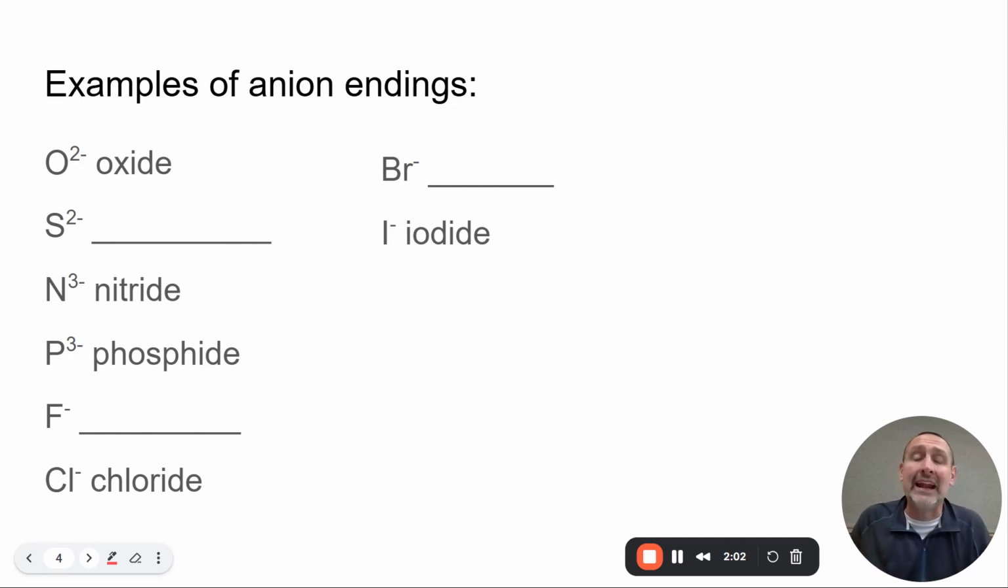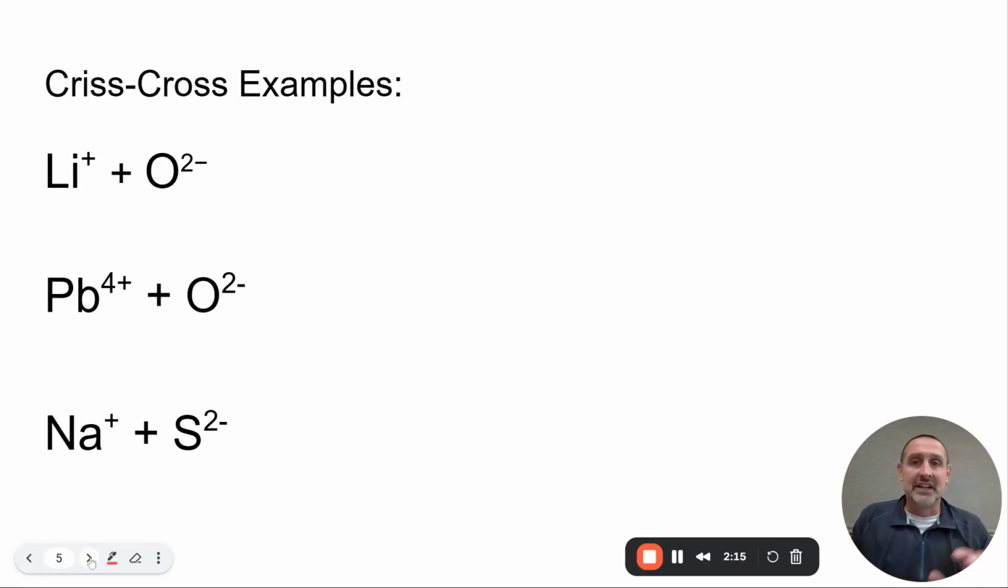So when I'm naming anions, I just add an IDE suffix. So I'm going to drop the ending and add an IDE suffix. Oxide, sulfide, nitride, phosphide, fluoride, chloride. Just like that. When I'm crisscrossing, lithium has a positive charge, just 1.